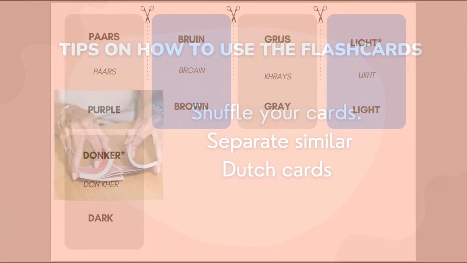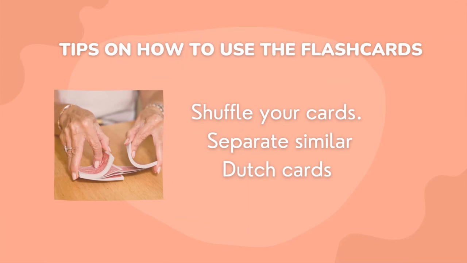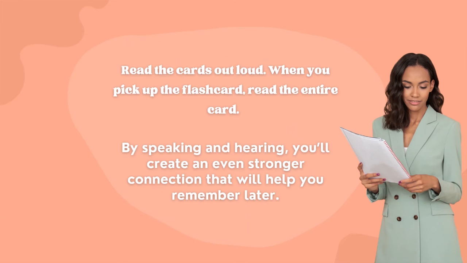First of all, you shuffle your cards and you try to separate similar Dutch cards. If the words are very similar, then separate them. What's also good to do with the flashcards is to read the cards out loud. When you pick up a flashcard, read the entire card. By speaking and hearing, you'll create an even stronger connection that will help you remember it later.